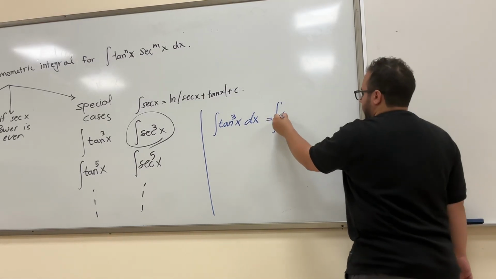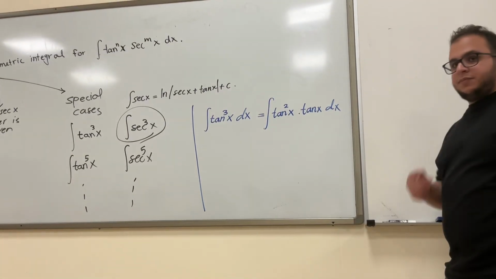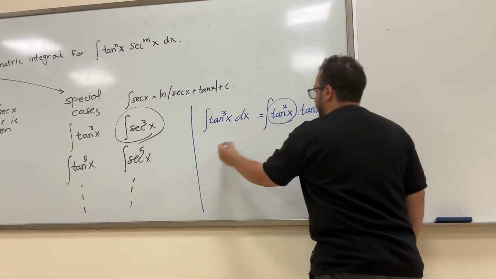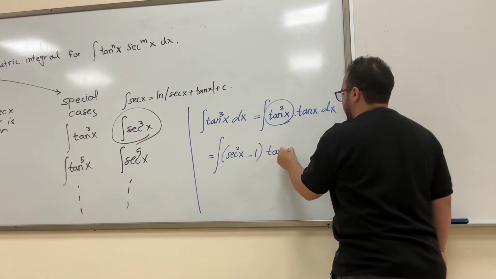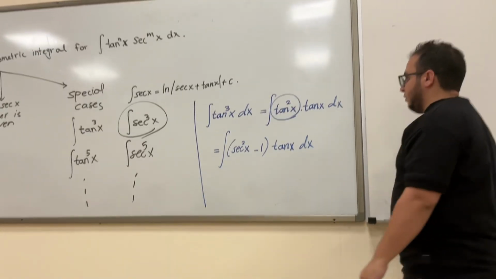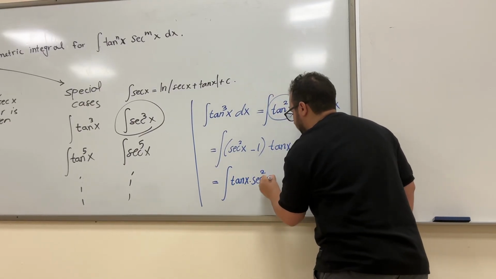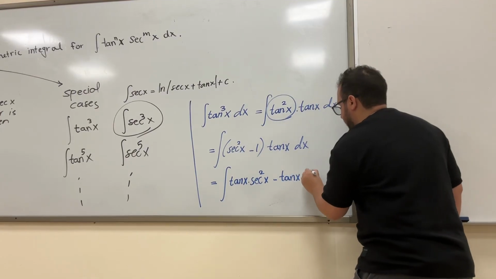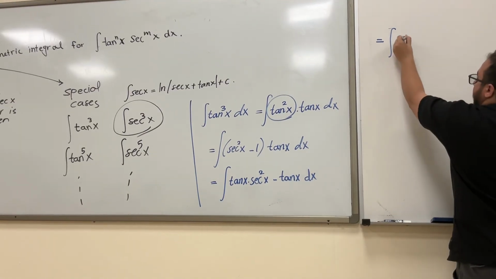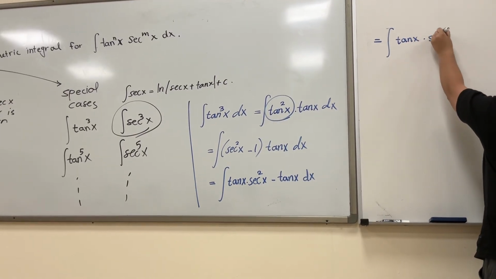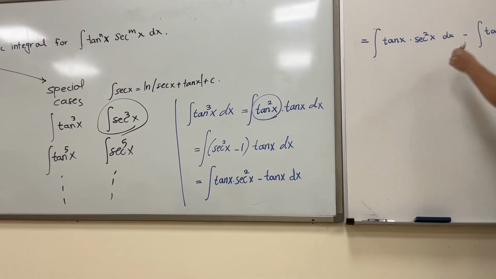So for example, I could take a tan square out and then keep a tan. And then what is tan squared? Secant squared minus 1. Yes, secant squared minus 1 times tan x. And then you get tan x secant squared x minus tan x. Which you can split on subtraction as integration of tan x secant squared x dx minus integration of tan x dx. I'm just going to do these two separately.